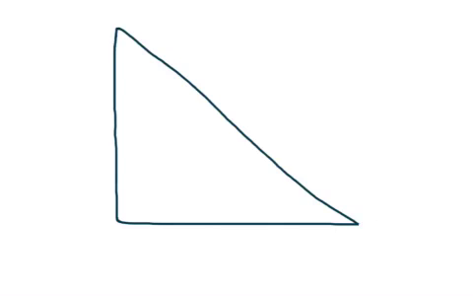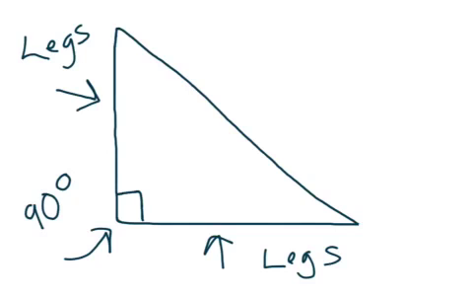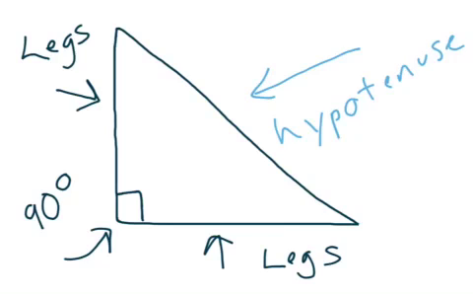Let's look at this triangle that I've just drawn. Now remember, a right triangle is one with a 90-degree angle. It's a right triangle. These two parts of the triangle we often call the legs, okay? And then the longest side of the triangle is the hypotenuse. Hypotenuse, that is the longest side of the triangle.